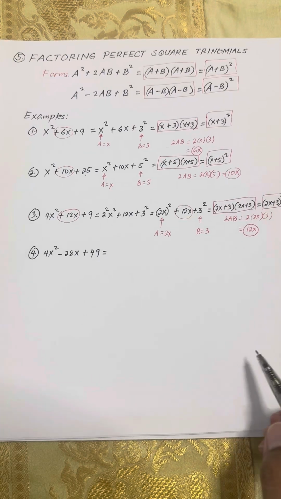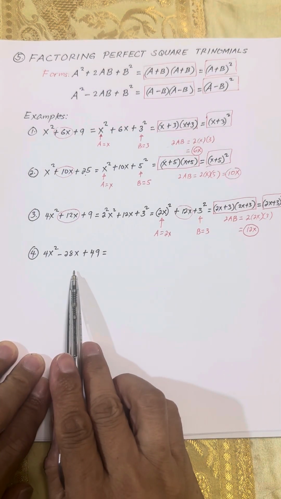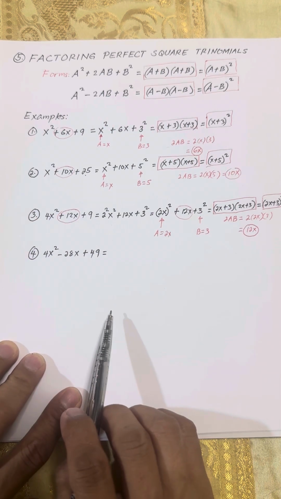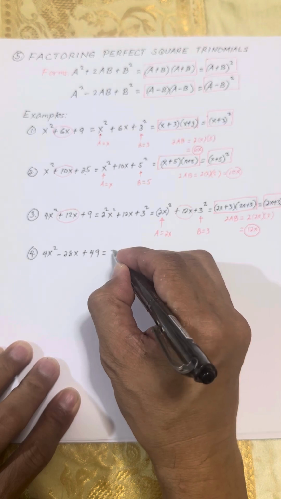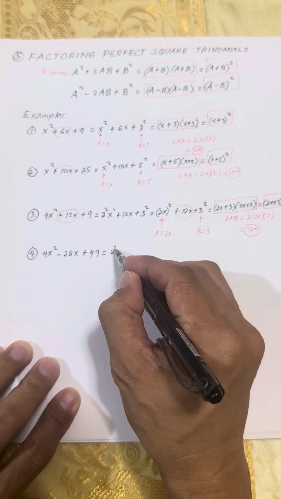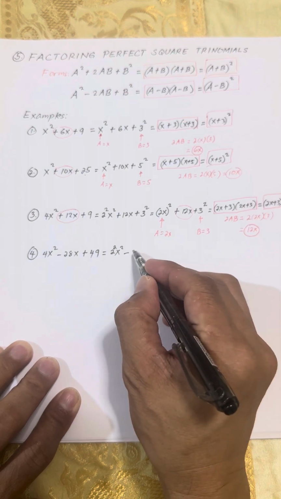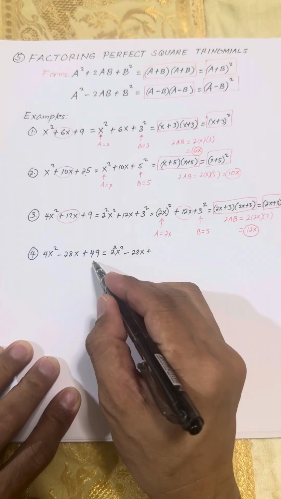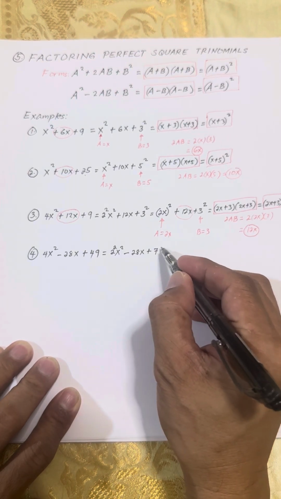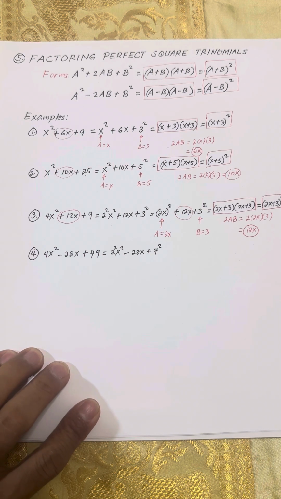Okay, let's try this fourth example. So we're given here 4x squared minus 28x plus 49. So again, rewrite the given. The first term, 4, can be written as 2 squared. Just copy x squared. Then minus, copy the middle term, 28x. Then plus 49 can be written as 7 squared, because 7 squared is the same as 7 times 7, which is equal to 49.